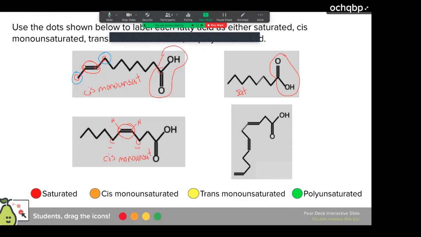And then last but not least, we know this has to be our polyunsaturated. There's more than one carbon-carbon double bond. But let's see here. Let's start with that one. Cis or trans? Trans. Nice. How about this one? Cis. This one.